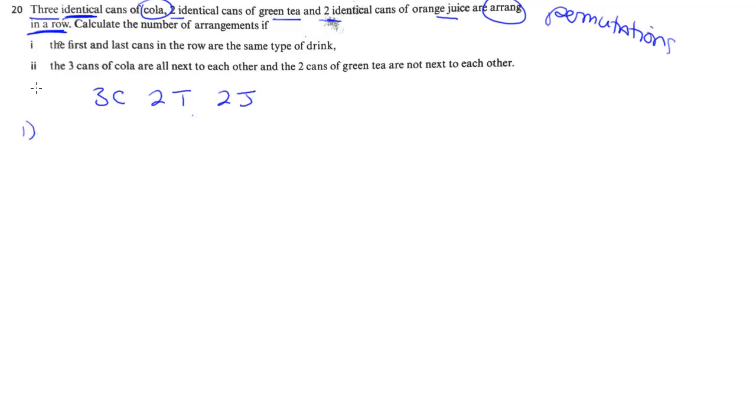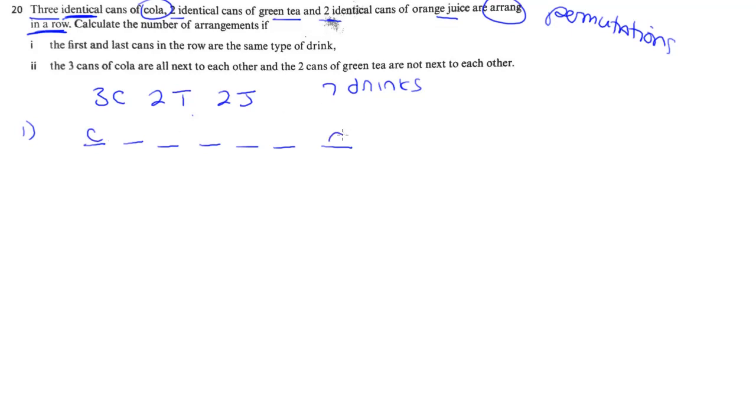In number 20, we've got 3 identical cans of cola, and we've got 2 identical cans of green tea and 2 identical cans of orange juice. And see, in this case, I'm just going to think of them as letters. 3 C's, 2 T's, and 2 J's. They want me to arrange them in a row, so I know we're talking about permutations. And in part 1, they want the first and the last can of the row to be the same drink.